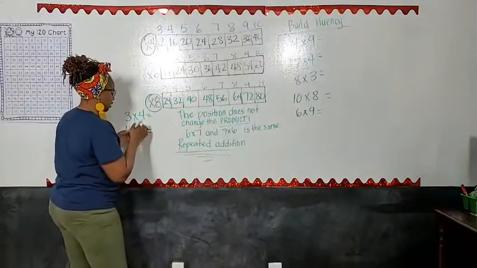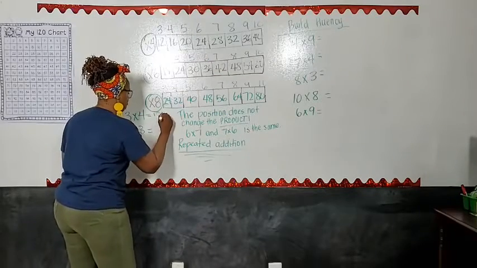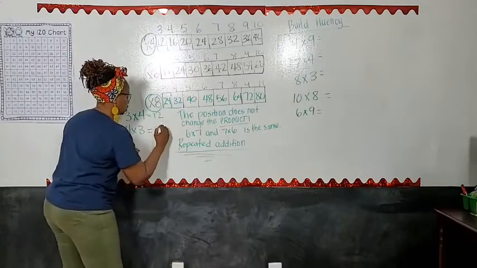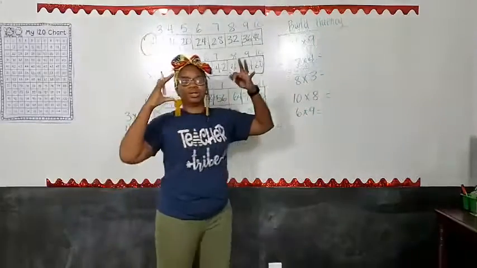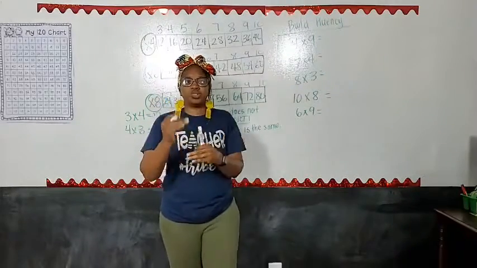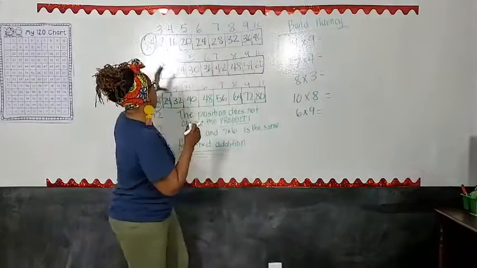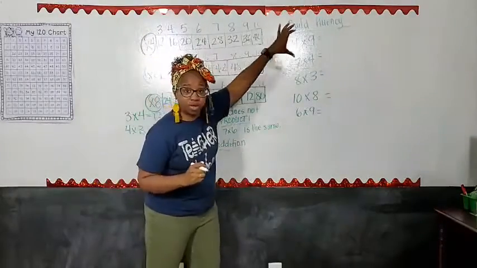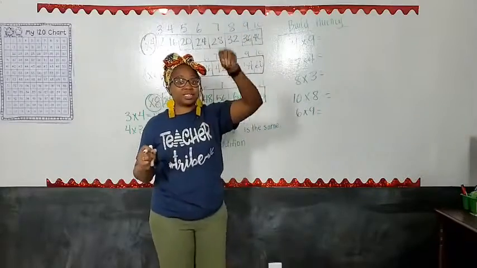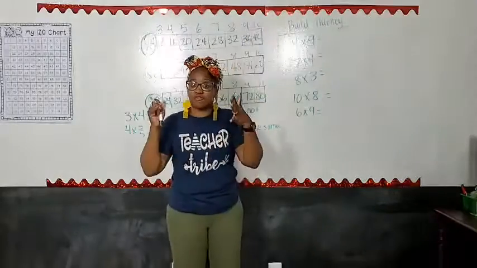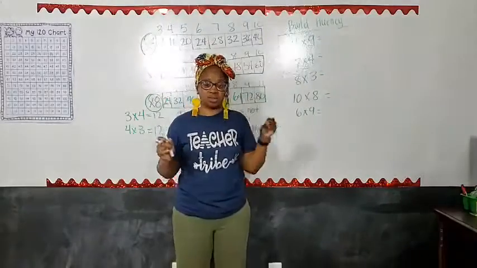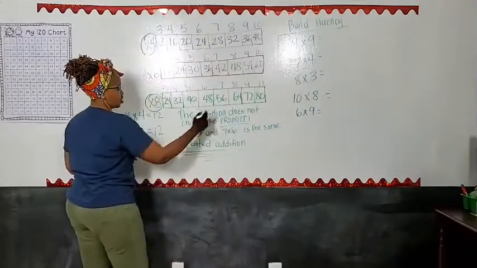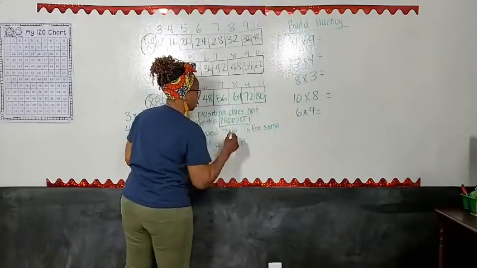3 times 4 equals 12. 4 times 3 equals 12. So don't allow them to get confused by the position. So even though I'm doing my 4 tables, right? Even though I'm doing my strip of 4, if they ask 3 times 4, even though my 4 isn't first, my product is still 12. Okay? So the position does not change the product.